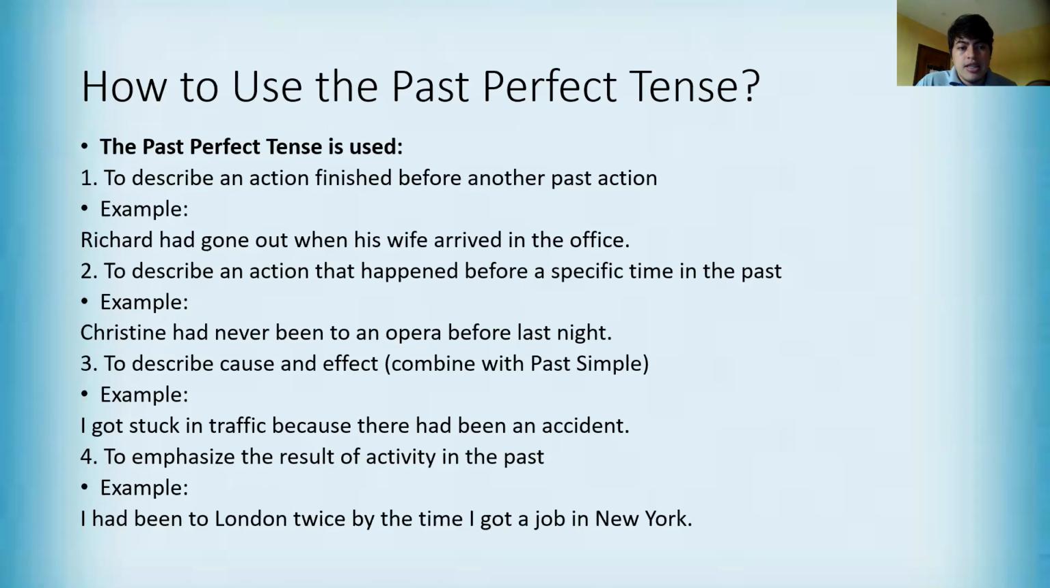The past perfect tense is used to describe an action finished before another past action. As we said before, this is what the past perfect tense is. For example, Richard had gone out when his wife arrived in the office.